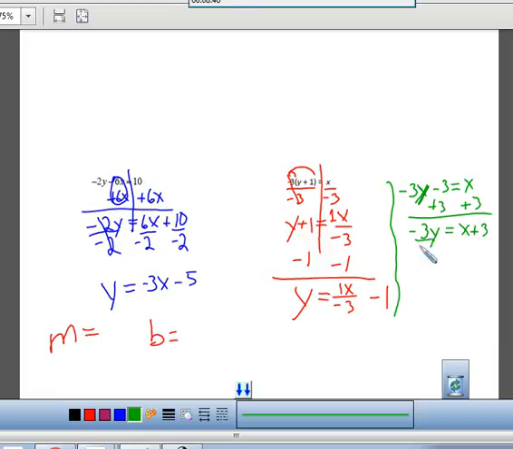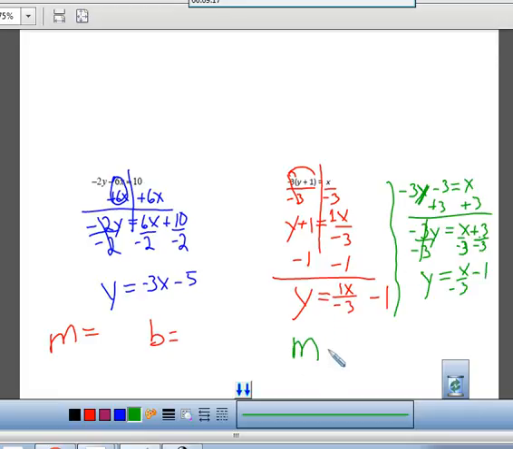Then you divide both sides by negative 3. Remember, you're going to divide everything by negative 3. And this gives you y equals x over negative 3 plus 3 divided by negative 3, which is negative 1. So plus negative 1 or just minus 1. Alright, so same thing. It doesn't matter which strategy you use, you get the same thing.